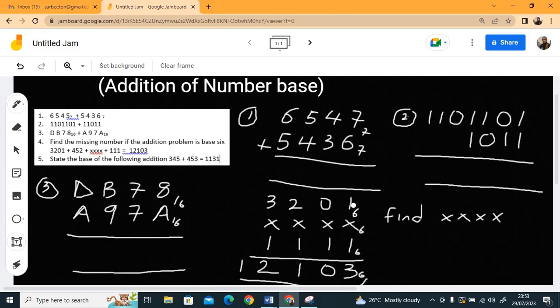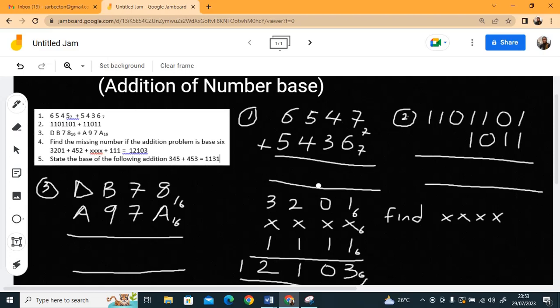Now in base number, if you want to add, what you should know is that the number here must not be equal to 7 or more than 7. It means you cannot have 8, you cannot have 9, you cannot have 7 in your final answer here. So just keep that in your memory. Now you do normal addition.